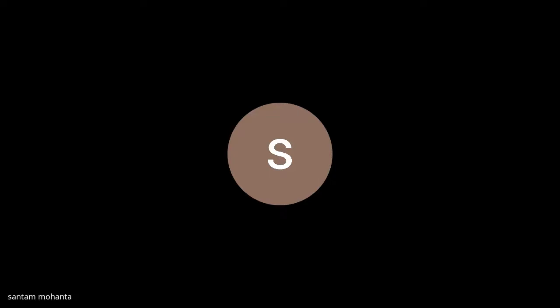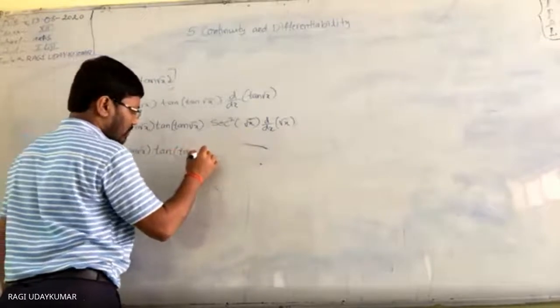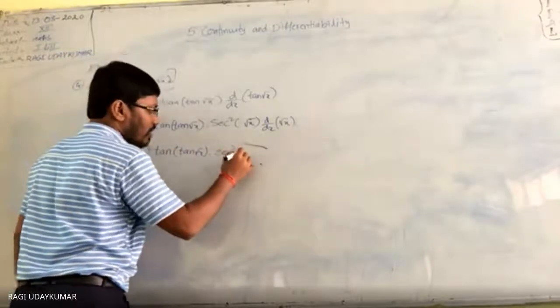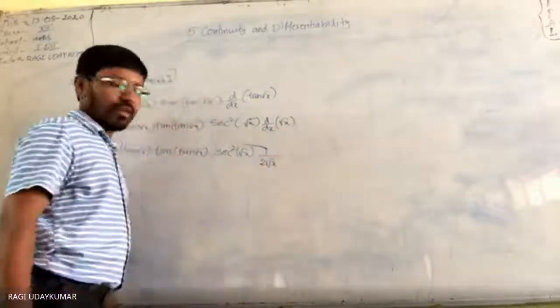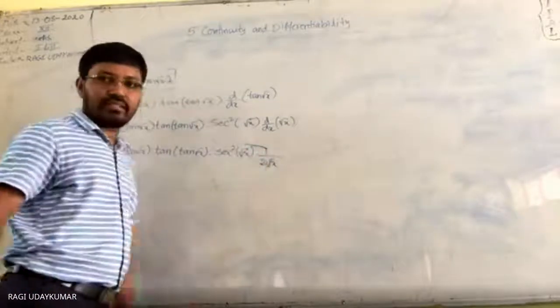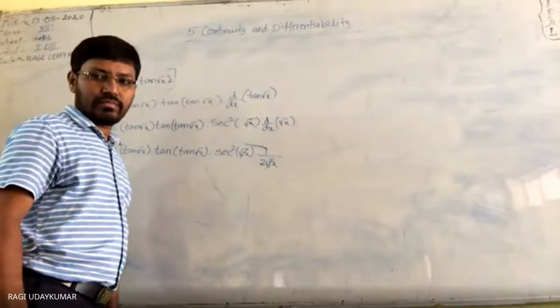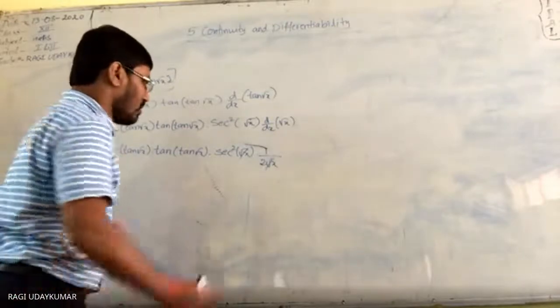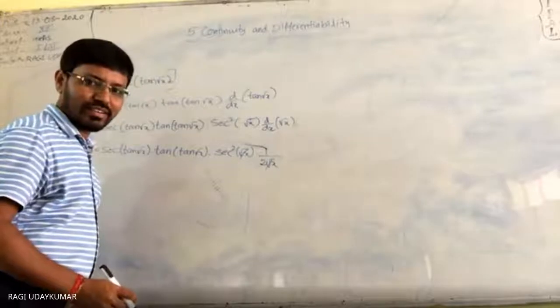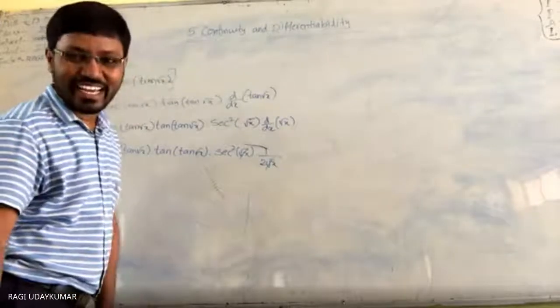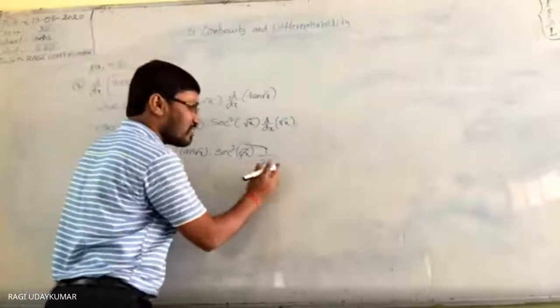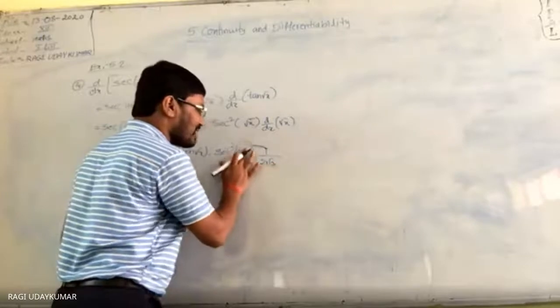Secant of tan root x into tan of tan root x into secant square root x into 1 by 2 root x. So this root x and root x will get cancelled? So then what remains? Will it cancel? No, sir. Yes, most of the students will make these types of mistakes.